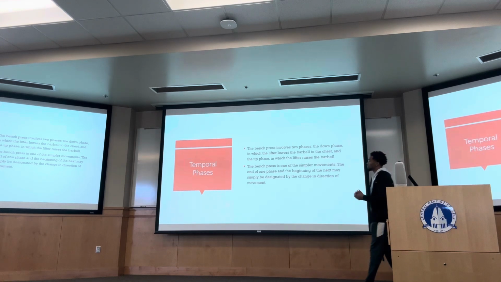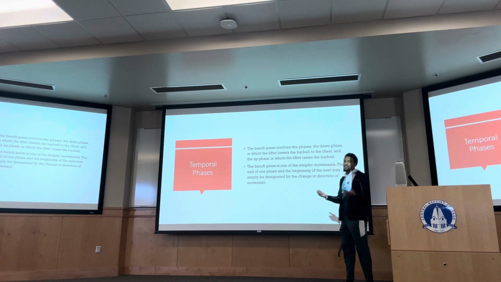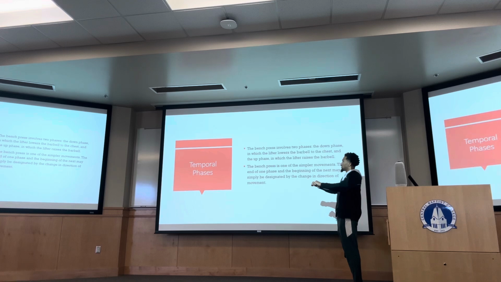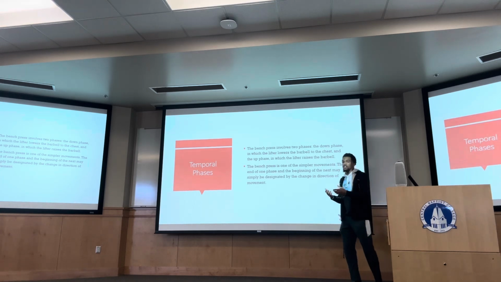So the temporal phases of the bench press. The bench press involves two phases: the down phase, in which the lifter lowers the barbell to the chest, and the up phase, in which the lifter raises the barbell. The bench press is one of the simpler movements. The end of one phase is the beginning of the next phase, and it's designated by the change in the movement.